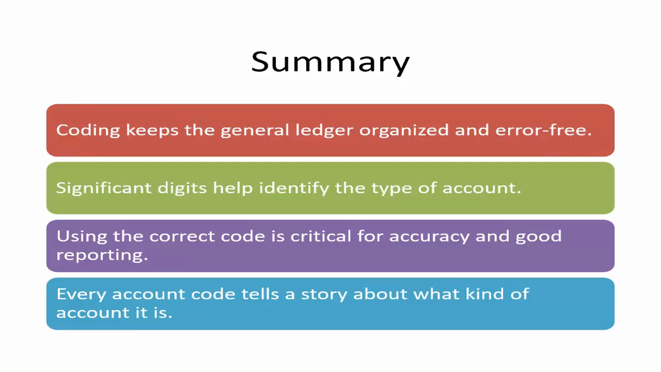For example, 1 equals non-current assets, 3 equals receivables, 4 equals payables, 5 equals expenses, 6 equals sales, 7 equals cash. Using the correct code is very important. One mistake can lead to wrong reports, confusion, and loss of trust.